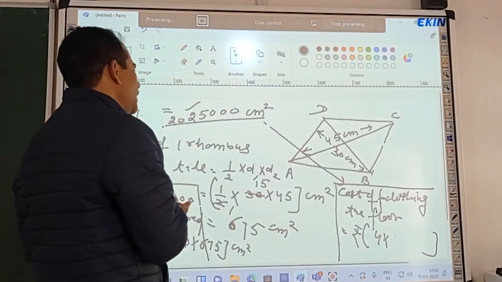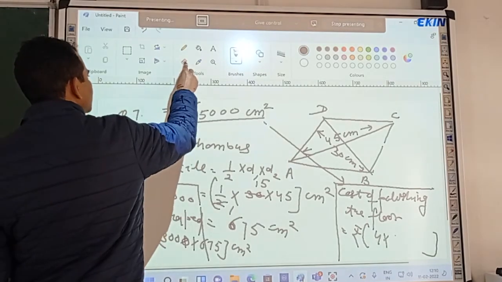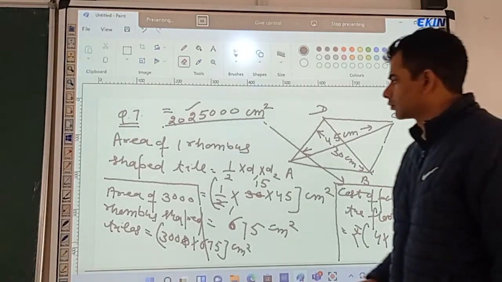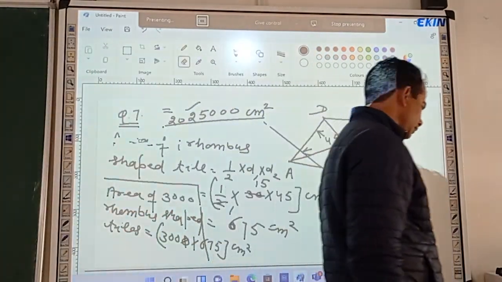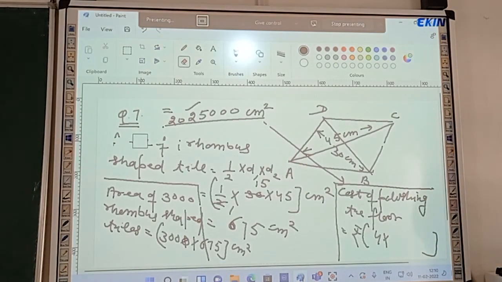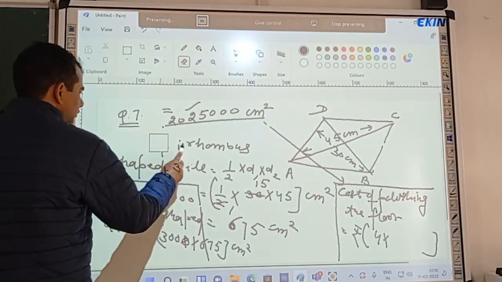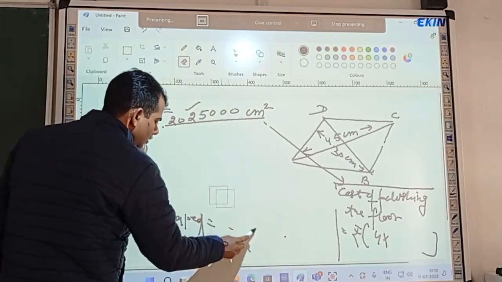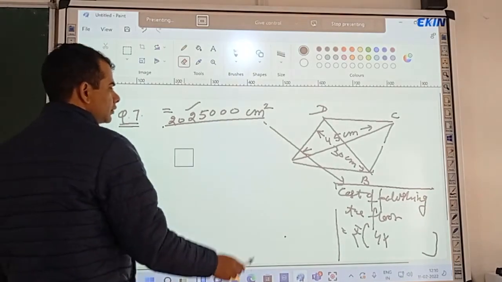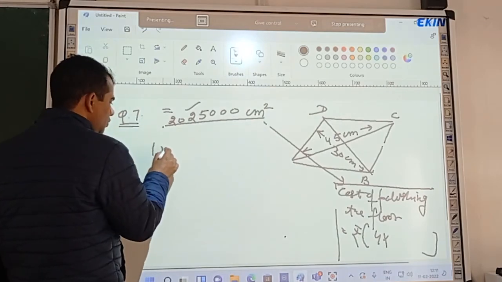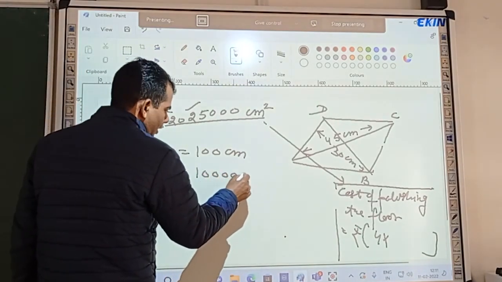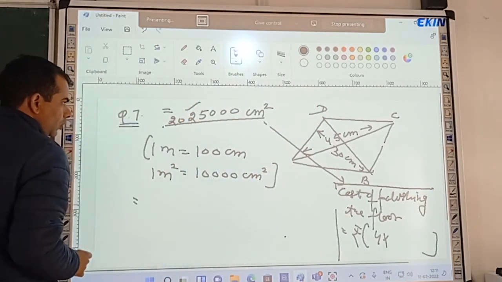To convert the centimeter square into meter square, what will you do? 1 centimeter equals 1 by 100 meters, so we will divide. 1 meter is equal to 100 centimeter, and 1 meter square is equal to 10,000 centimeter square. Now we will divide it.